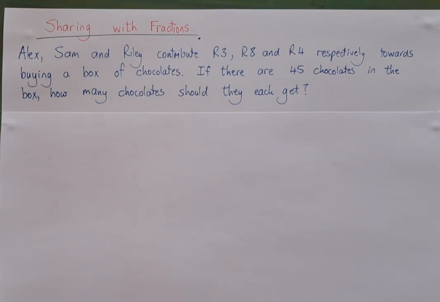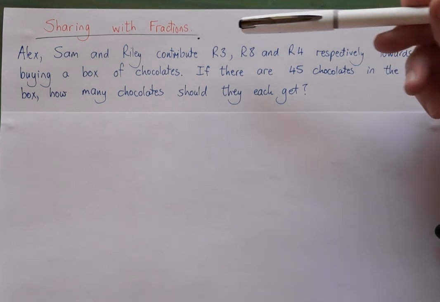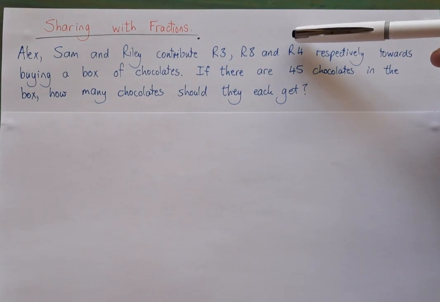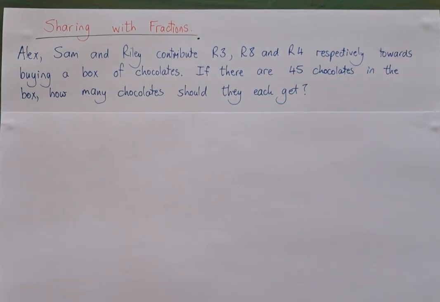So if we look at this story, Alex, Sam and Riley contribute 3 Rand, 8 Rand and 4 Rand respectively towards buying a box of chocolates. If there are 45 chocolates in the box, how many chocolates should they each get? So as we can see, they've each contributed different amounts. We know that. Now let's look at the word respectively.